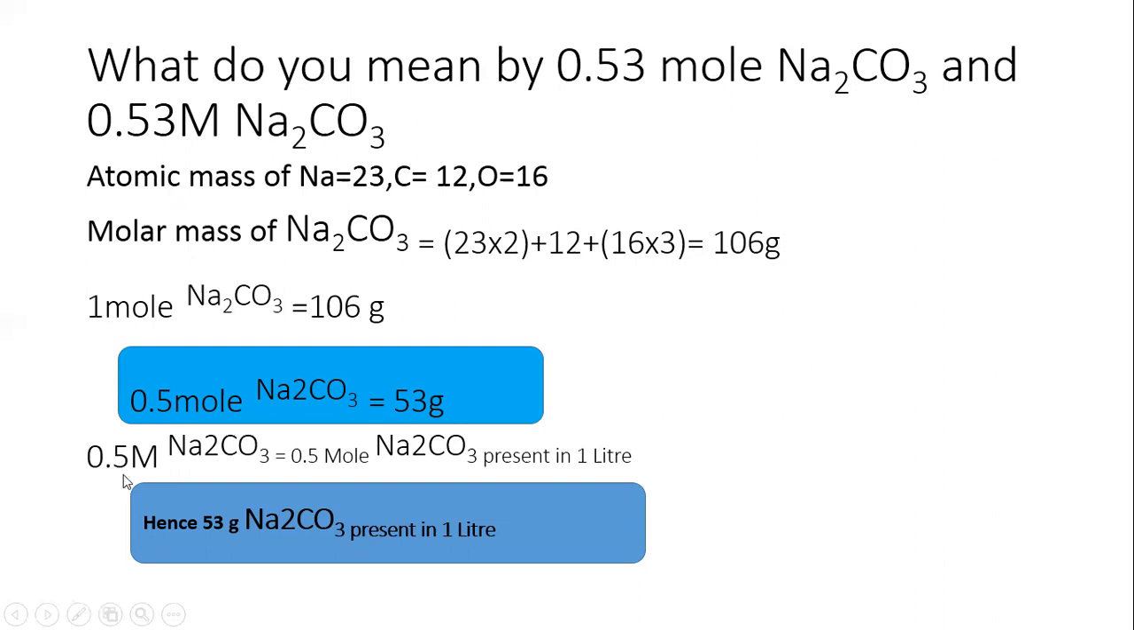And the meaning of 0.5 m Na2CO3, it means 0.5 mole Na2CO3 present in 1 liter. Hence 53 gram Na2CO3 present in 1 liter, क्योंकि हाफ मोल ले लिए यहाँ पे, तो हाफ मोल यानी 53 ग्राम Na2CO3 present in 1 liter.